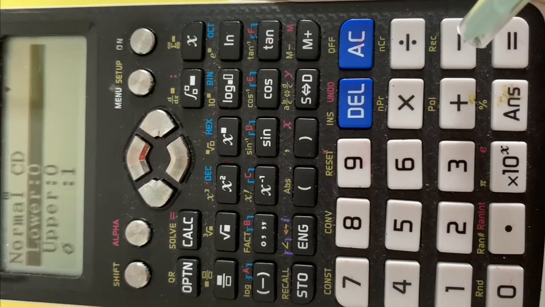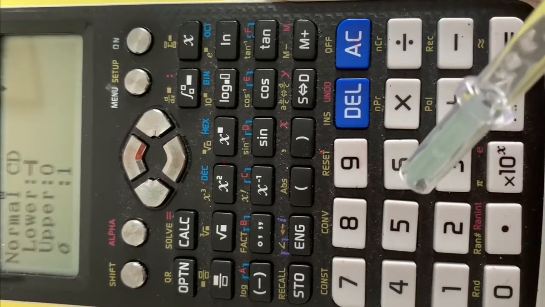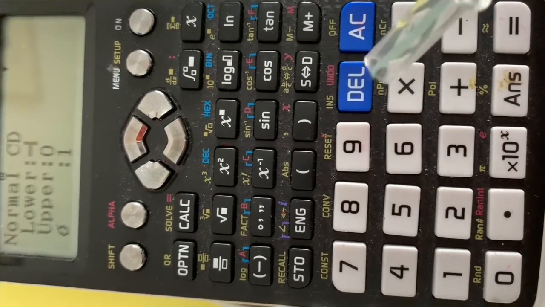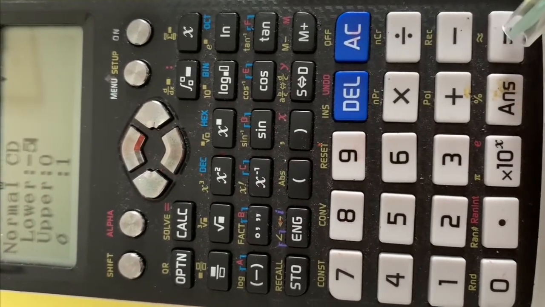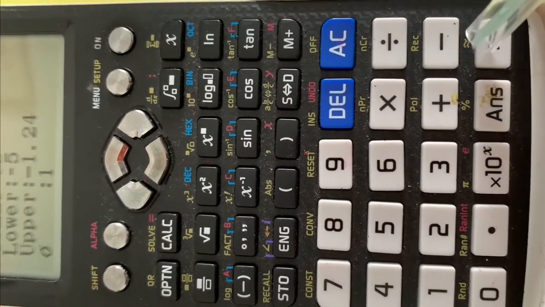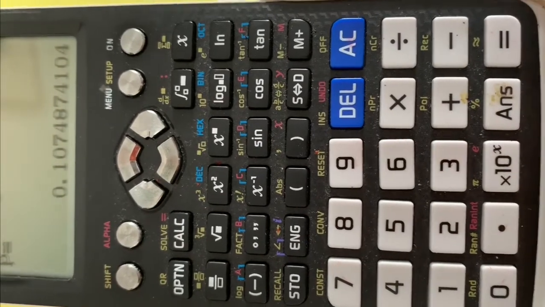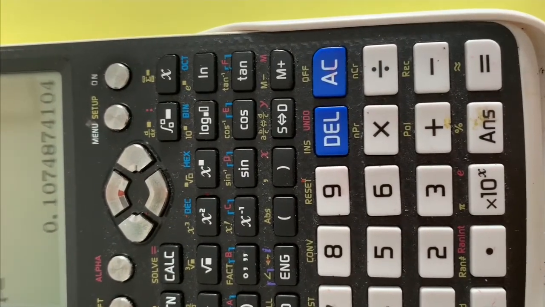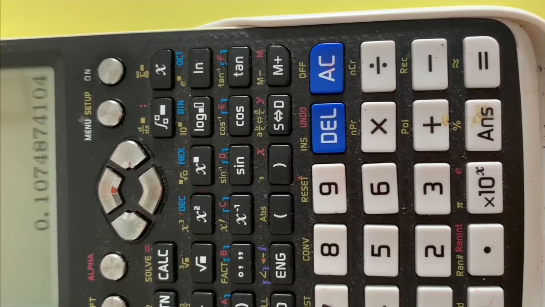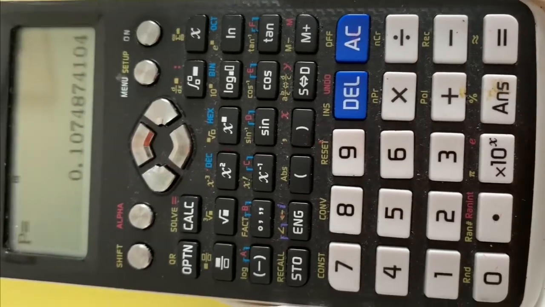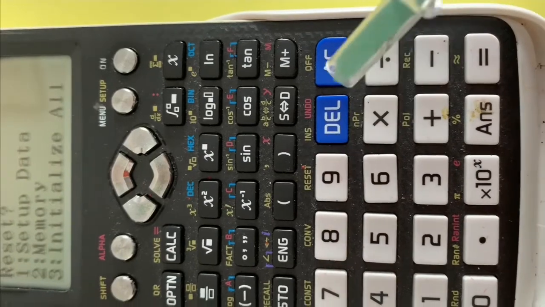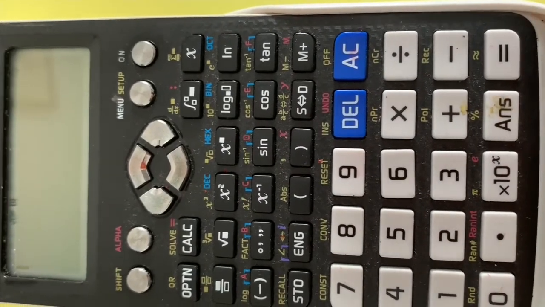The lower limit, we'll key in the negative. Okay, it's a negative value. So if negative, you have to key in negative 5. So we key in negative 5 because negative 1.24 is the upper limit. So the answer is 0.10749. Okay, remember when the lower limit is negative 5, the upper limit is 5.